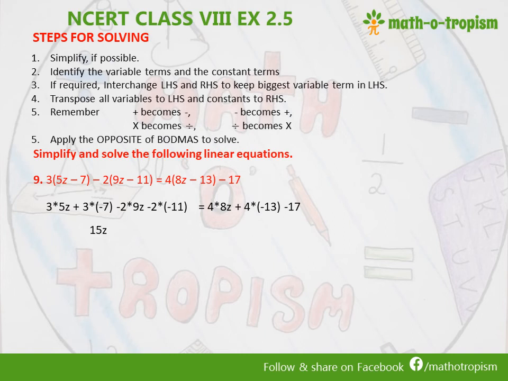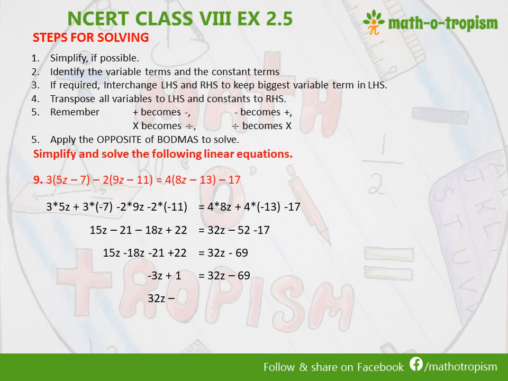So it becomes 15z minus 21 minus 18z plus 22 is equal to 32z minus 52 minus 17. 15z minus 18z minus 21 plus 22 is equal to 32z minus 69. So it becomes minus 3z plus 1 is 32z minus 69. We have the variable terms as minus 3z on the left hand side and 32z on the right hand side. As we told, we have 32z on the right hand side, so we will interchange both. So it becomes 32z minus 69 is equal to minus 3z plus 1.